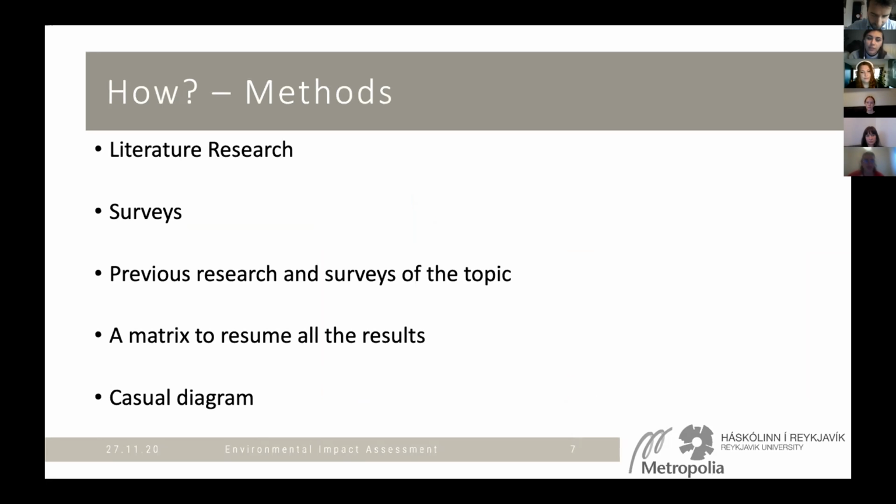So to do this project, we will be focused on 2 different methods. We will work with some literature research, previous surveys, and we would like to create new surveys. We will summarize all results of each section in a matrix. And we would like to use and create a causal diagram.